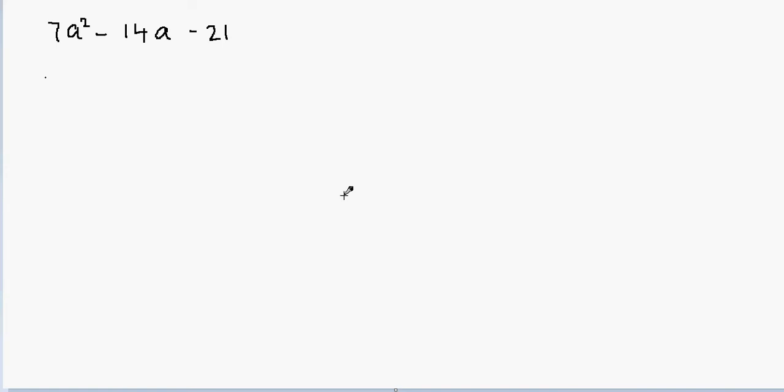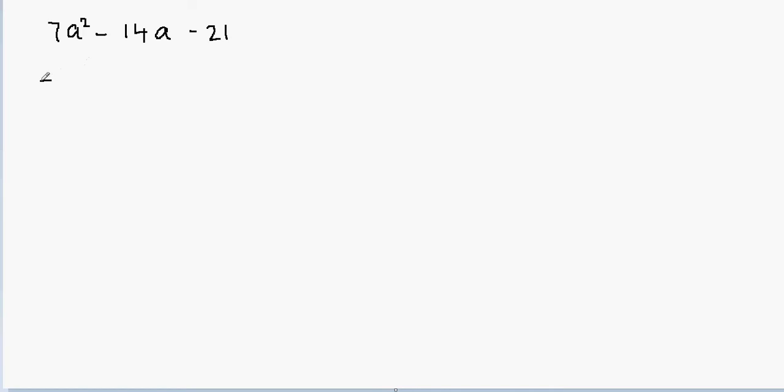Hi, in this video I'll show you how to factor a quadratic equation with GCF. So whenever you have to factor the trinomial, you have to think, can you factor out something from this equation? Do they share something in common? Well, when you look at this equation, you notice that they share 7 in common. So what I can do is I can factor out 7.